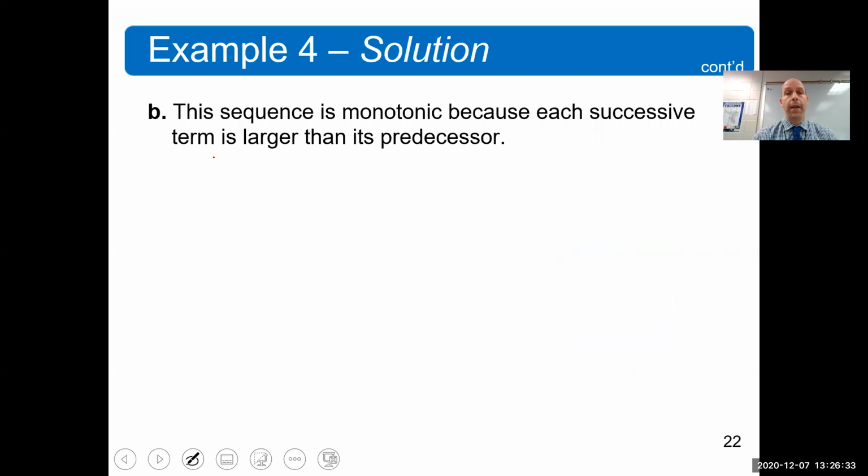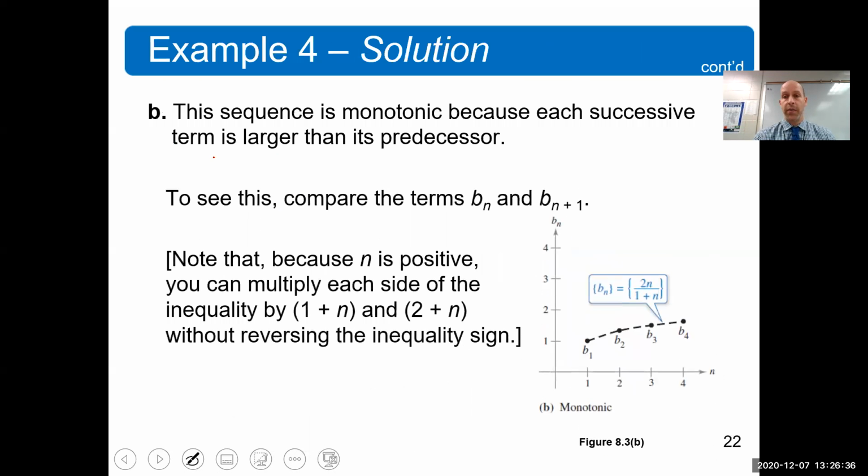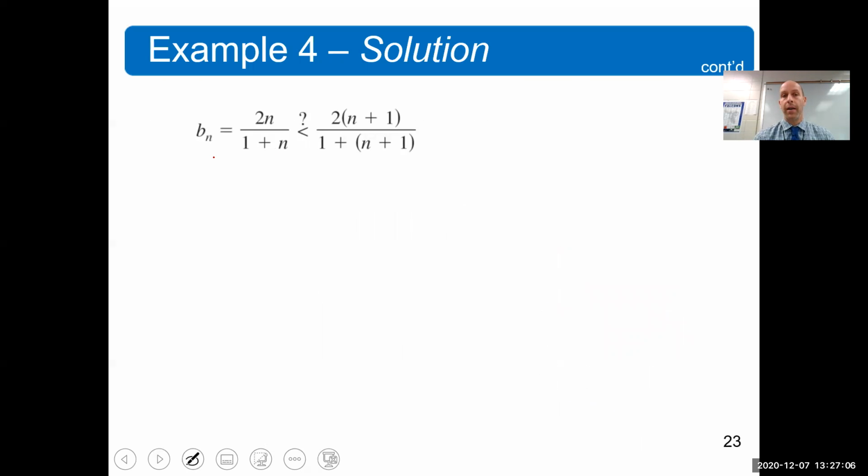Let's look at B. B was this sequence right here, 2n over 1 plus n. Now what I've done is I've just drawn the first 4 terms here. We can clearly see that as we go to the right, this is increasing. And note that because n is positive, you can simply multiply the size of the inequality of 1 plus n and 2 plus n without reversing the inequality. So we can clearly see that this is going to be monotonic.